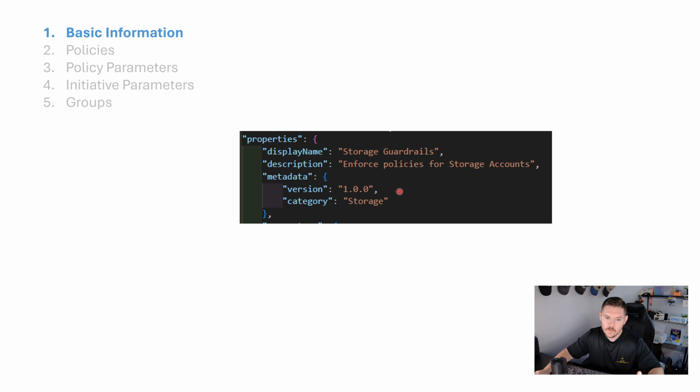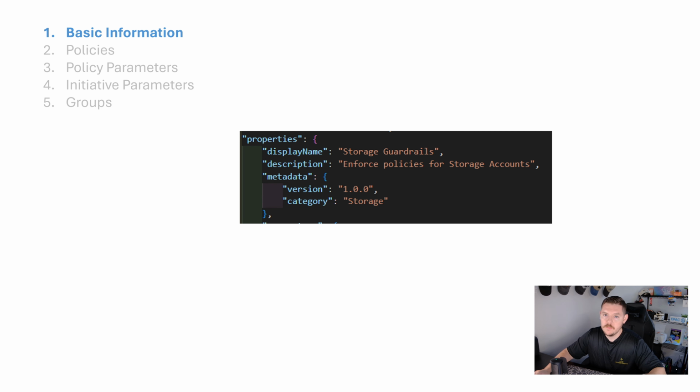So what you're looking at here on the screen is a snapshot of an EPAC template for a policy set, where you can see that I gave the display name storage guardrails, just trying to keep it consistent with the example, as well as the description for enforced policies for storage accounts and some additional metadata. This is hopefully rather straightforward and pretty common against most policy resources and templates.